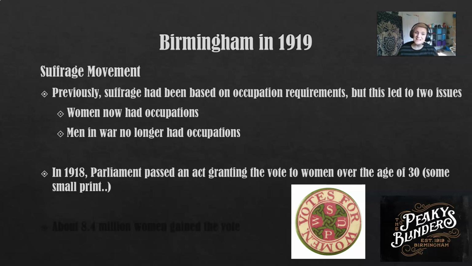In 1918, Parliament passed the Act granting the vote to women over the age of 30. There was some small print regarding owning different types of houses, etc., or being married to someone who owned property. However, that's not important for our class today. What is important is that about 8.4 million women gained the right to vote.